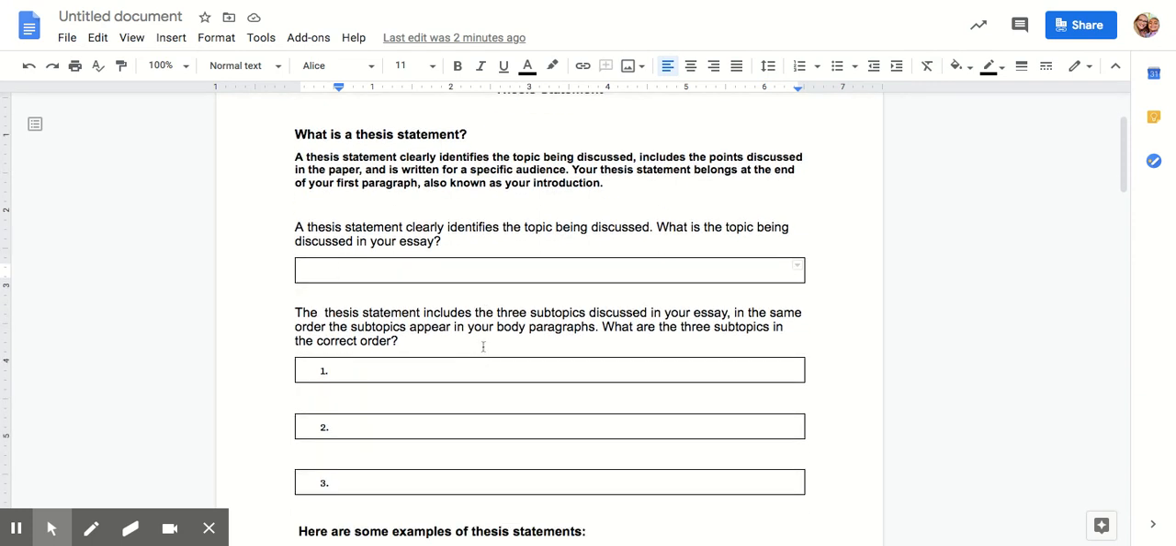Now, the thesis statement includes the 3 subtopics discussed in your essay, okay? So what are the 3 subtopics that you are going to discuss in your essay? And it needs to be in the same order the subtopics appear in your body paragraphs. So what are your 3 subtopics in the correct order? You're going to write subtopic 1 here, subtopic 2 here, and subtopic 3 here.